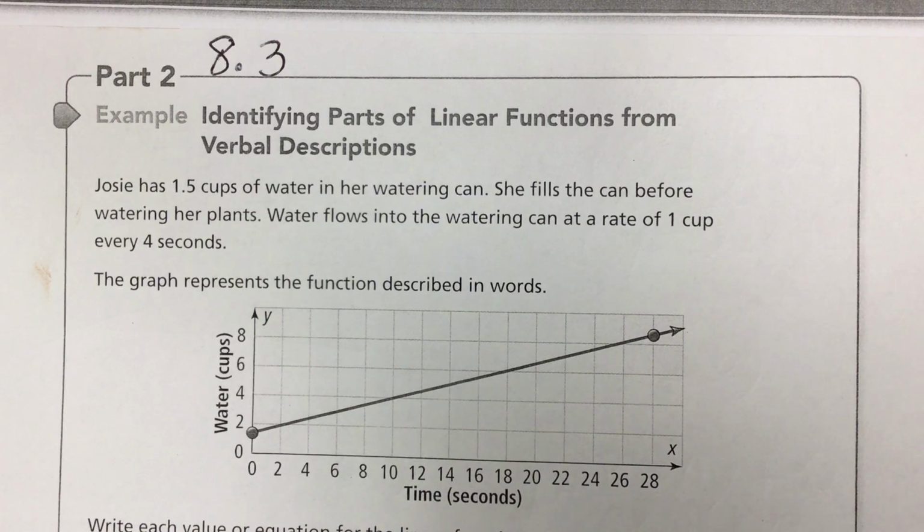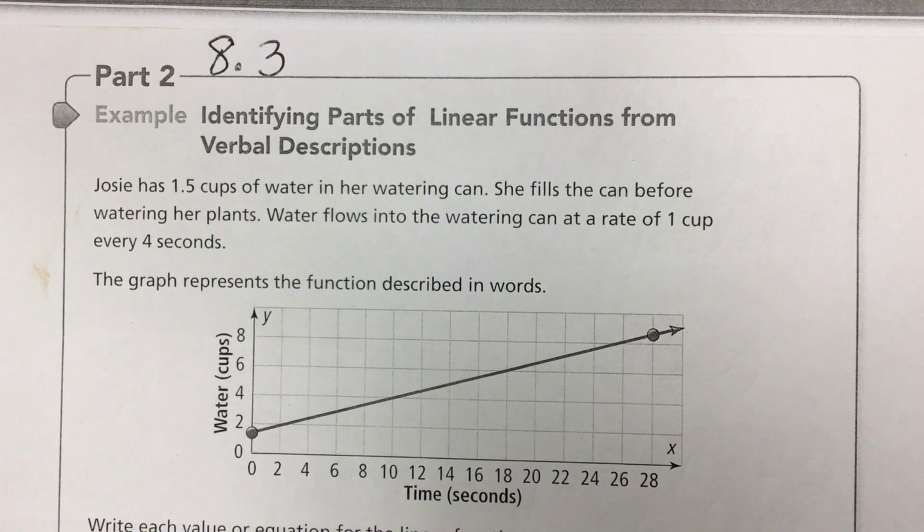Josie has 1.5 cups of water in her watering can. She can fill the can before watering her plants. Water flows into the watering can at a rate of 1 cup every 4 seconds.